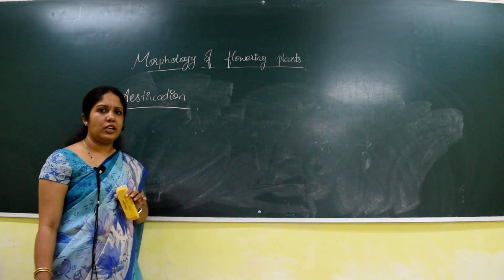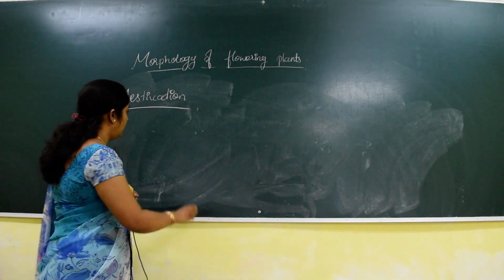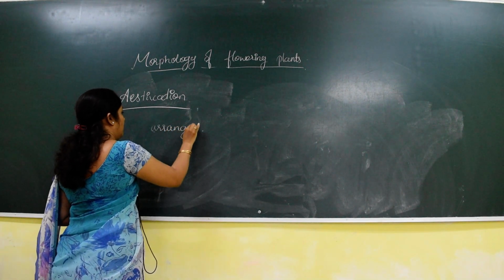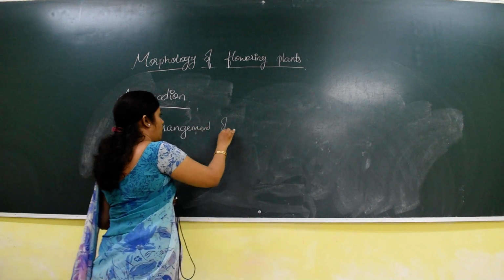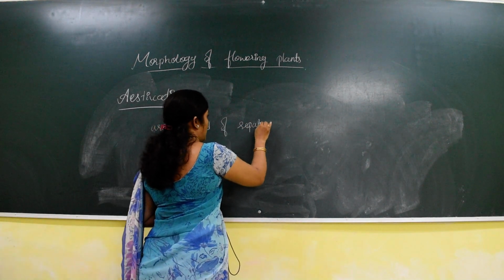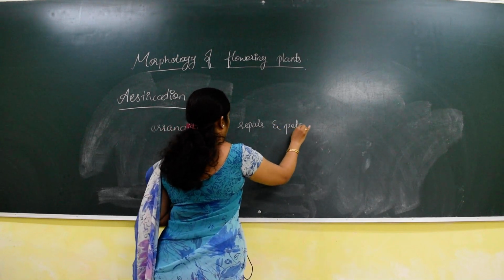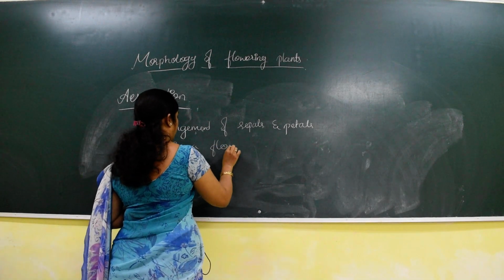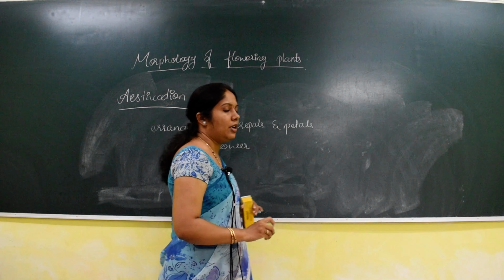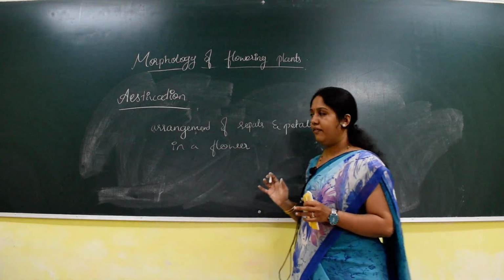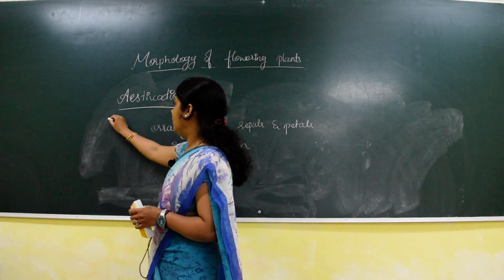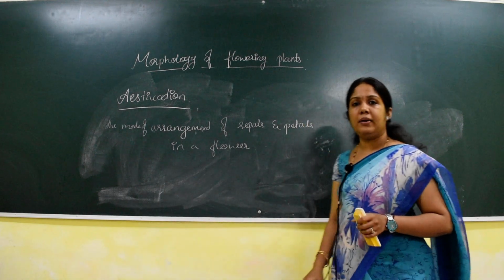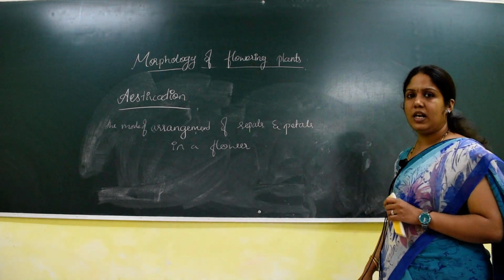So what is this estivation? Estivation is the arrangement of sepals and petals in a flower. The mode of arrangement of sepal and petal in a flower itself is called as estivation.